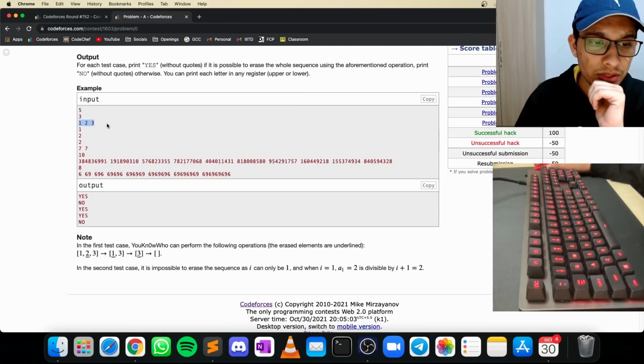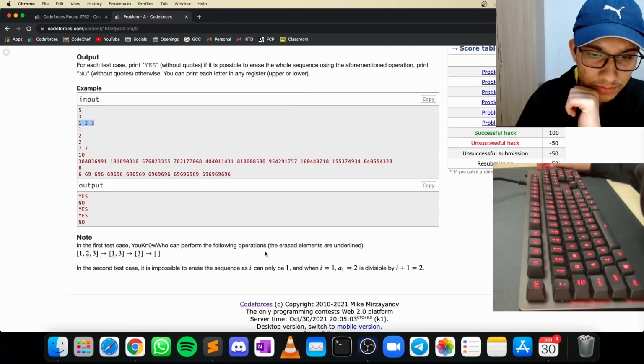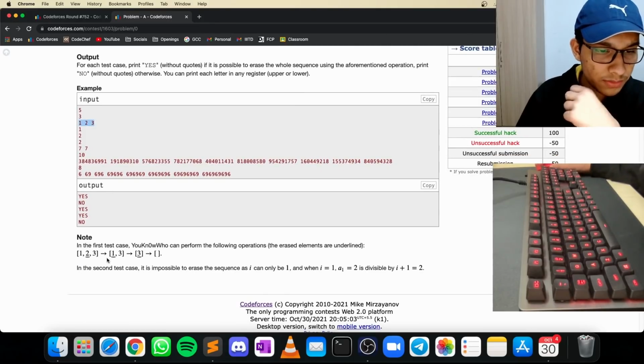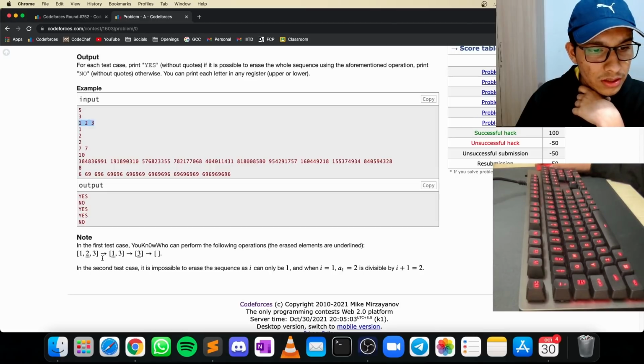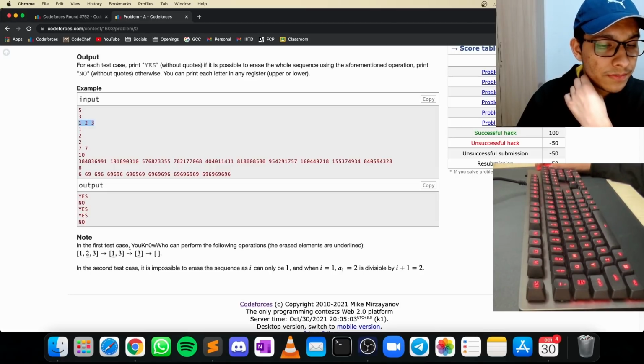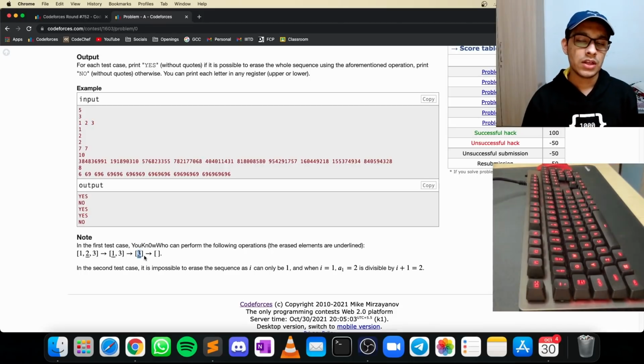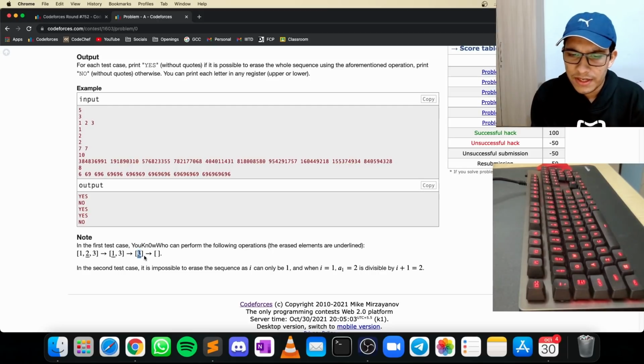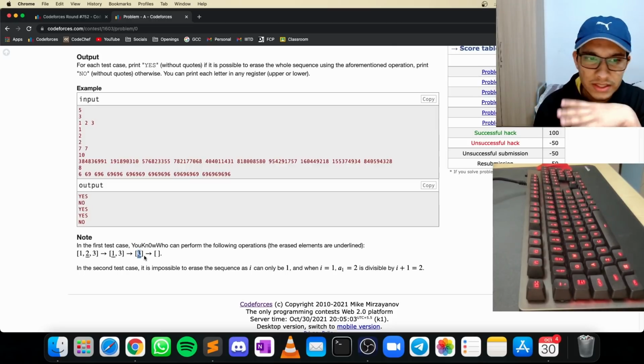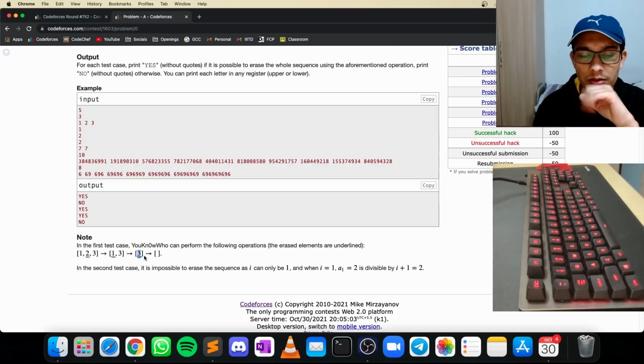If you look at 1, 2, 3 in the first test case, you know who can perform the following operations. 2 is removed because it is not divisible by 3. Then I remove 1, which is not divisible by 2. Then I remove 3, which is not divisible by 2. So if I look at the last number being removed, it shouldn't be a multiple of 2, that is for sure. If all the elements are even, then this is not possible.